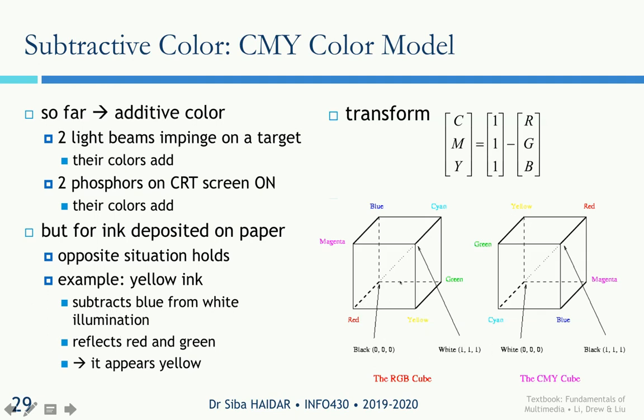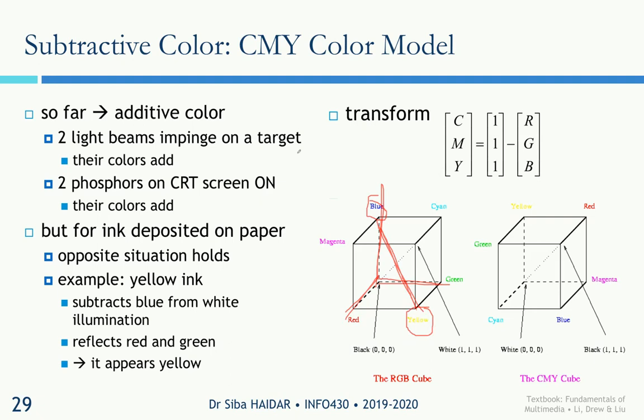Because the blue, as you can see on the RGB cube, look, this is the R axis, the green axis, and the blue axis, and this is the RGB cube, and you can see that the yellow is the opposite corner of the saturation corner of blue. So on the blue axis, at the maximum value, you go diagonally in the cube and you have the yellow. So what happens, the yellow will subtract the blue from the white paper, and thus it will reflect the red and green, which will appear as yellow, because you can see on the cube that the yellow is the addition of red and green.